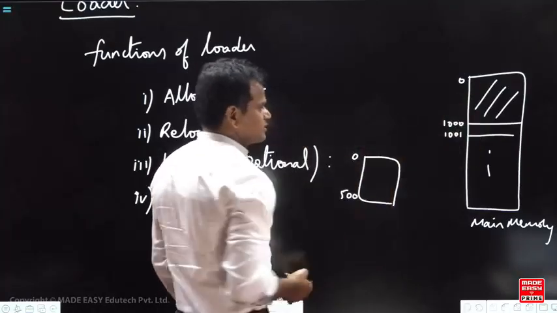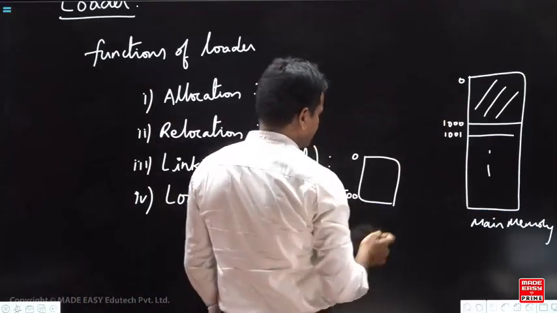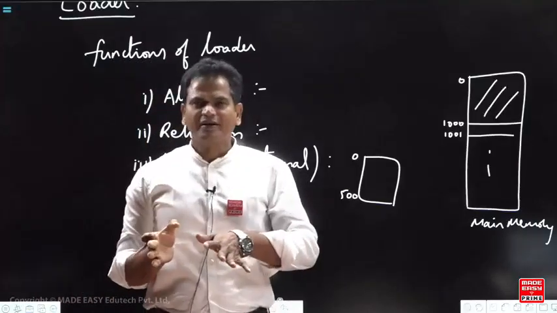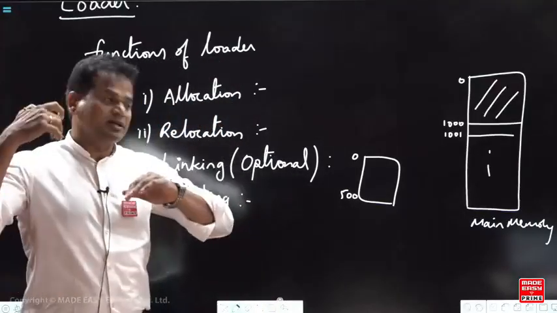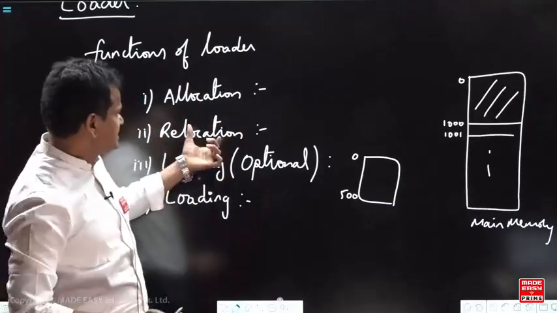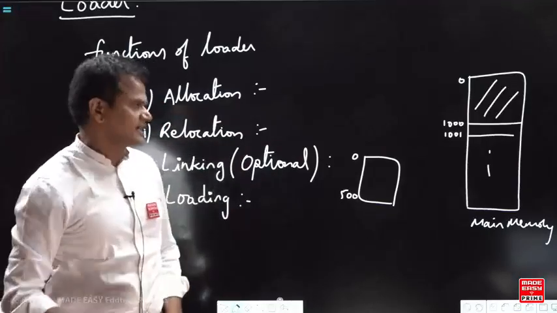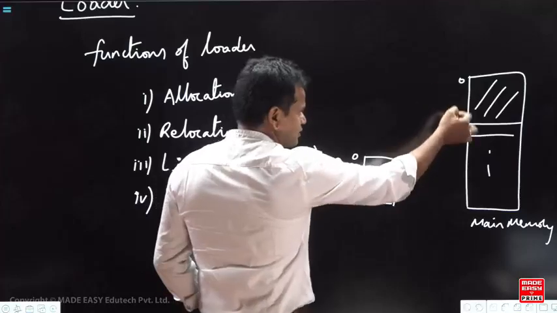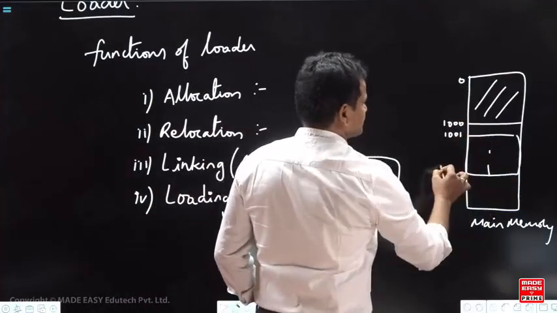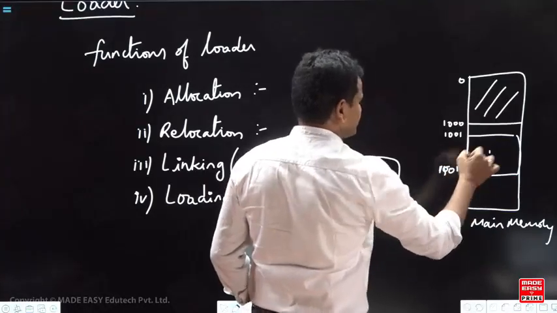But 0 to 500 is not available. It is already occupied. Then what happens? Relocation. It is like mapping from virtual address space to physical address space. Relocation is a way of mapping from virtual address space to real, actual address space. As 0 to 1000 is already occupied, the program will occupy from 1001 to 1500, like this.